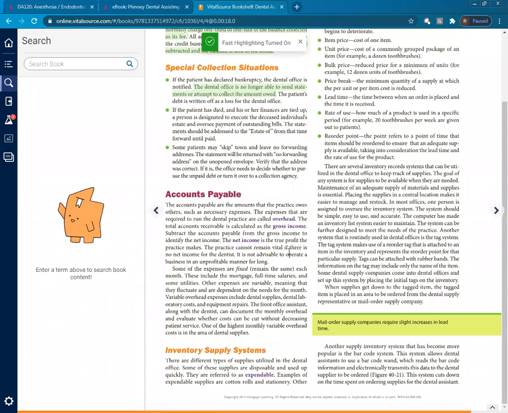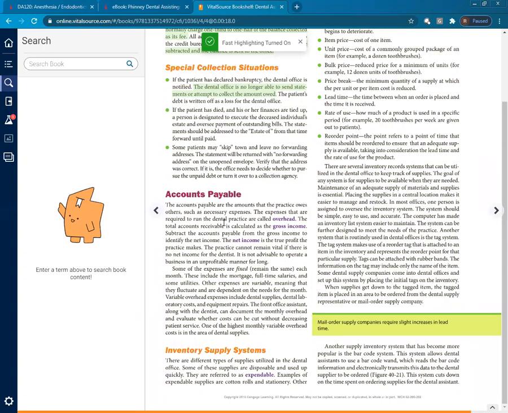Accounts payable are the amount that the practice owes to someone else. Remember, we're talking about from the practice's perspective, meaning this is what the practice has accounts that need to be paid. So this is like Henry Schein billing for supplies or all of the overhead. It's basically all of the overhead that it costs to run the dental practice.